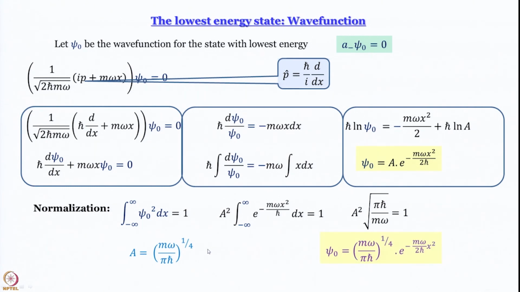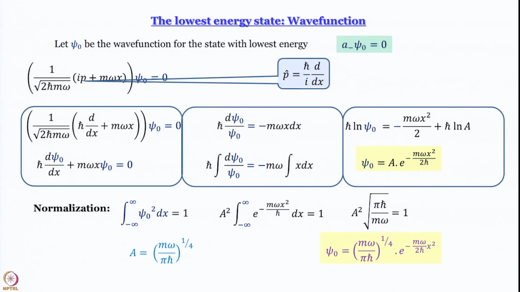Now, we can say that we have found the wave function psi 0 and it is m omega by pi h cross raised to the power 1 by 4 multiplied by e to the power minus m omega by 2 h cross x square. What kind of function is this? Gaussian function. So, if you remember the diagram I had shown you at the beginning of this module, the lowest energy wave function was Gaussian, right. This is it. So, we have been able to work out the wave function of the lowest energy state, right.